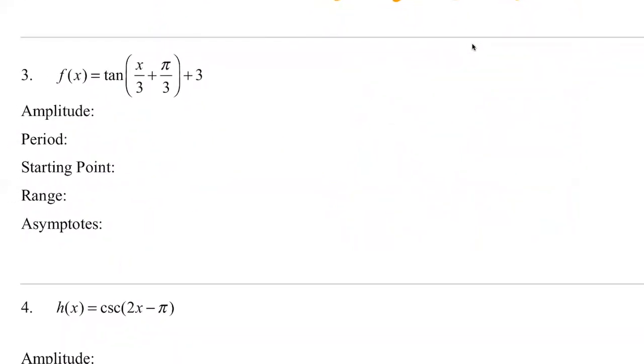Let's talk about graph number 3. Graph number 3 is a tangent graph. I'm going to recognize that our A value is 1. However, a tangent graph does not have any amplitude. We will use A to draw our frame, but it is not considered our amplitude.